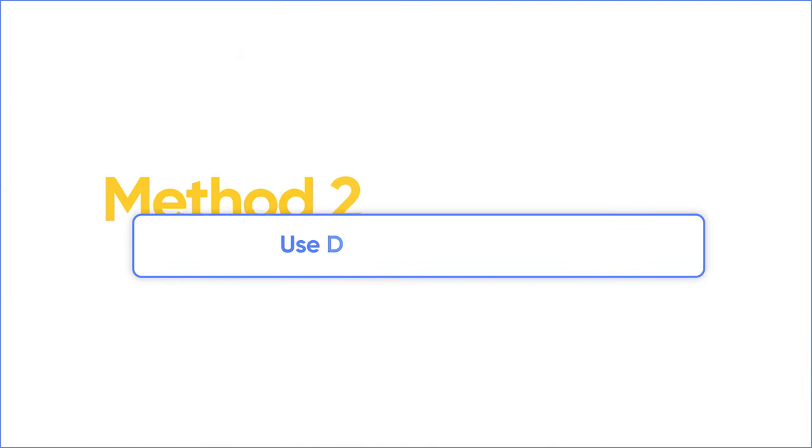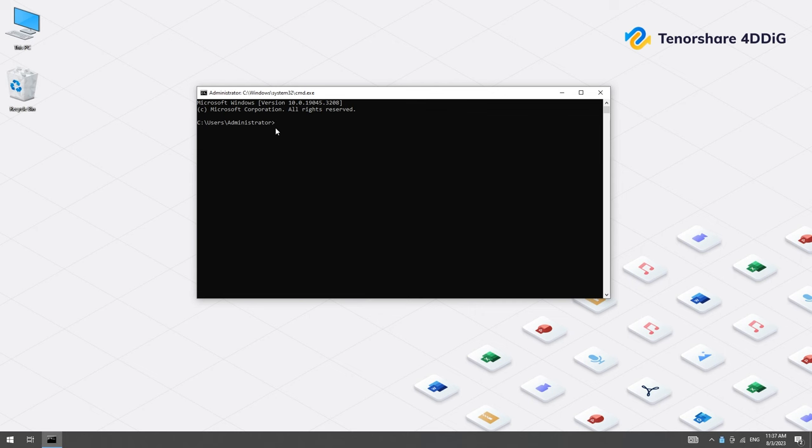Method 2 is to use DISKPART command. Same, open the command prompt first. Type DISKPART, then hit enter, and list disk. Hit enter. It will show you all disks on your computer. Find your error disk, then type select disk 1.